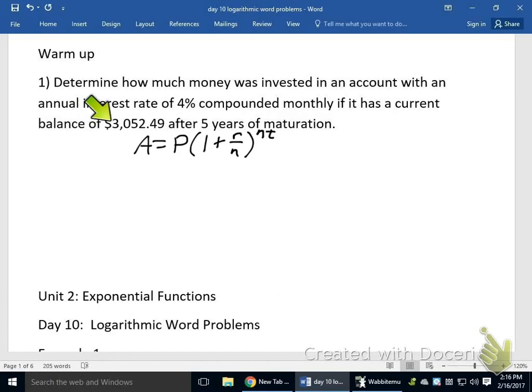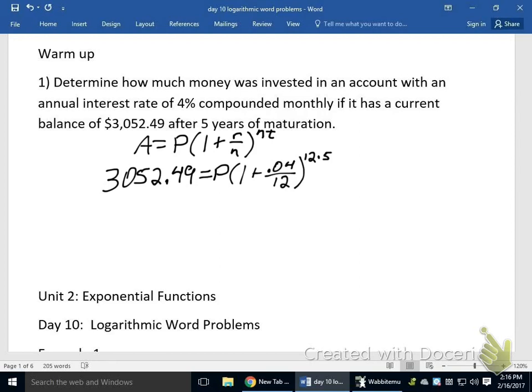It says it currently has a balance of $3,052.49. That's going to be my amount that I have. I do not know the principal, but I do know the rate, number of times compounding, and the years. So the rate, it said, was 4%, so I'm going to put that in as 0.04 over number of times compounding. Since it's monthly, that's happening 12 times in a year, times 5 years on the exponent.